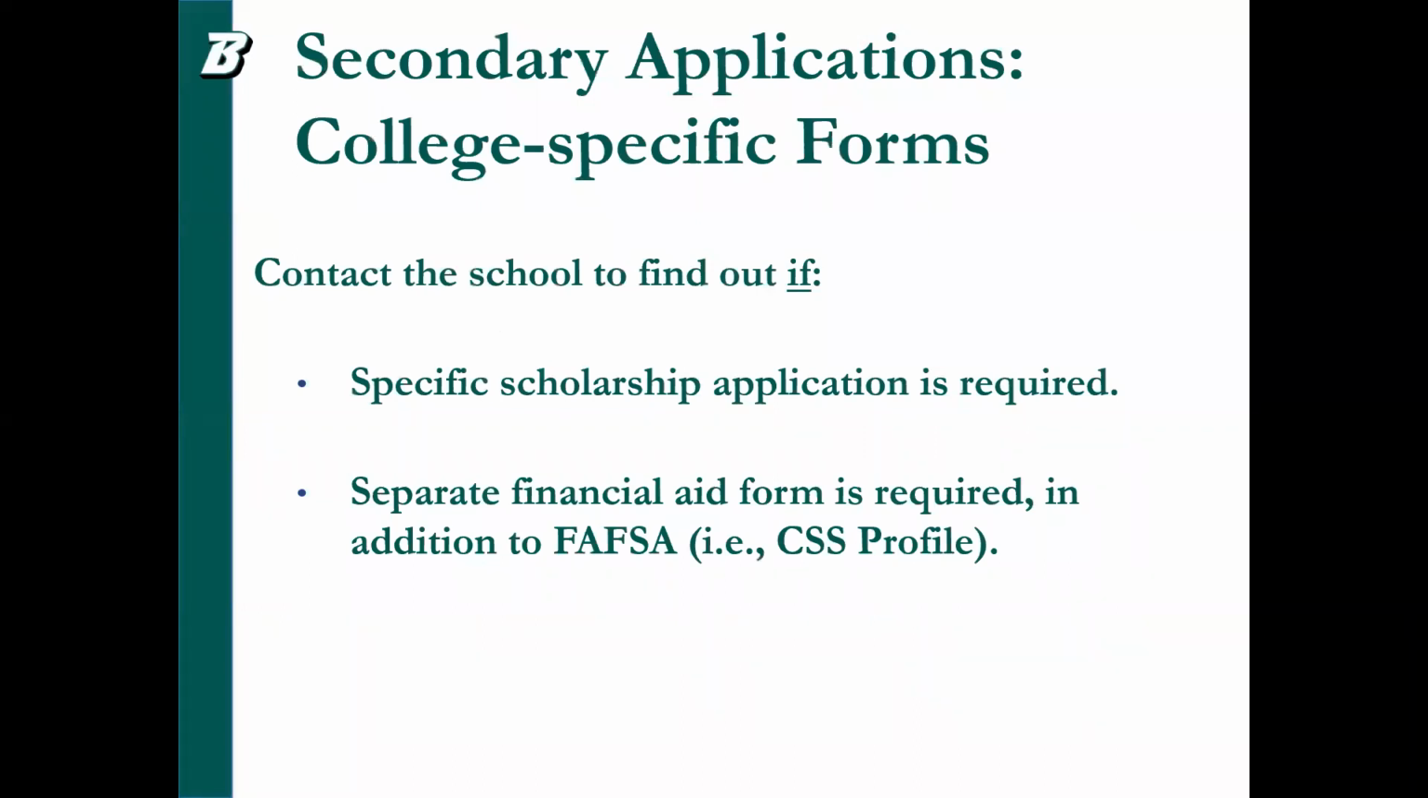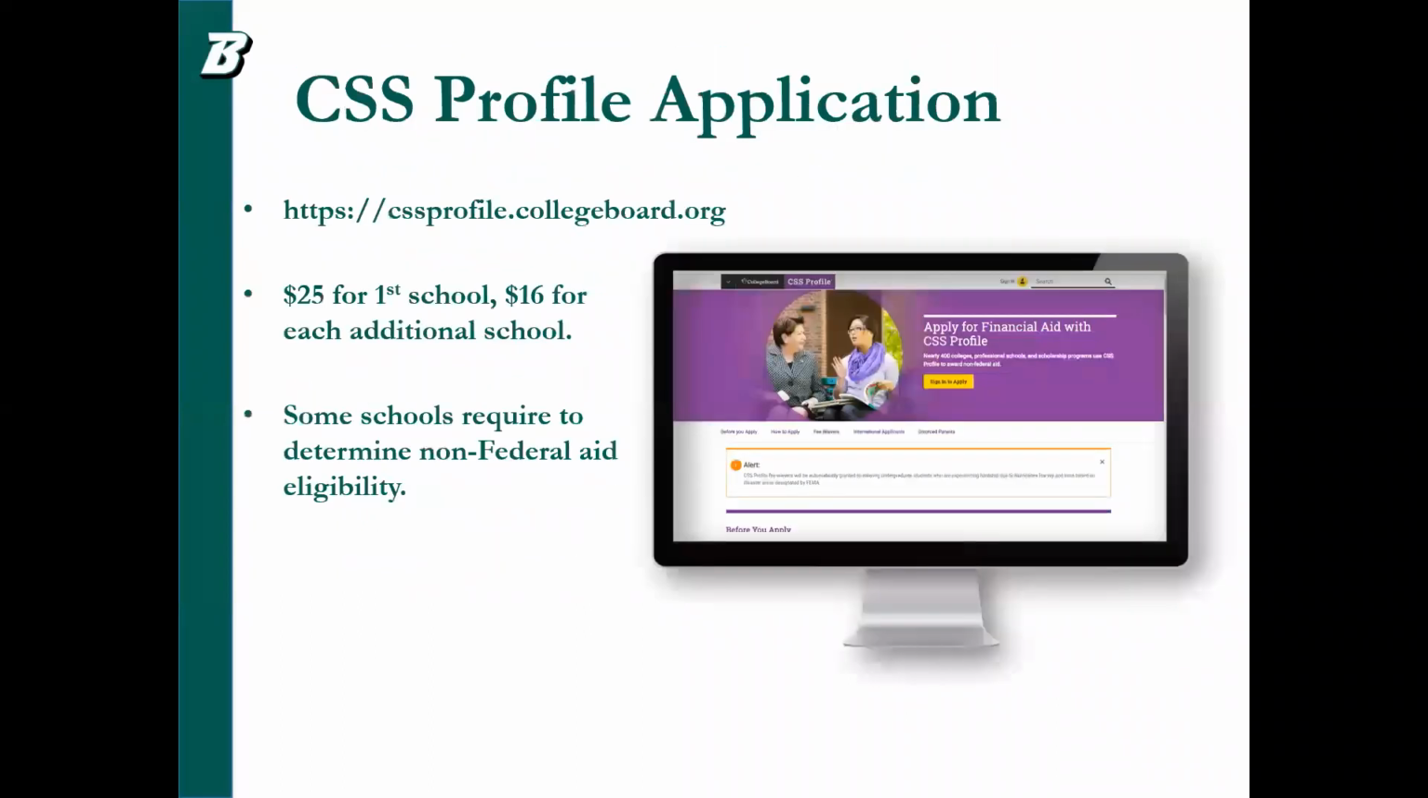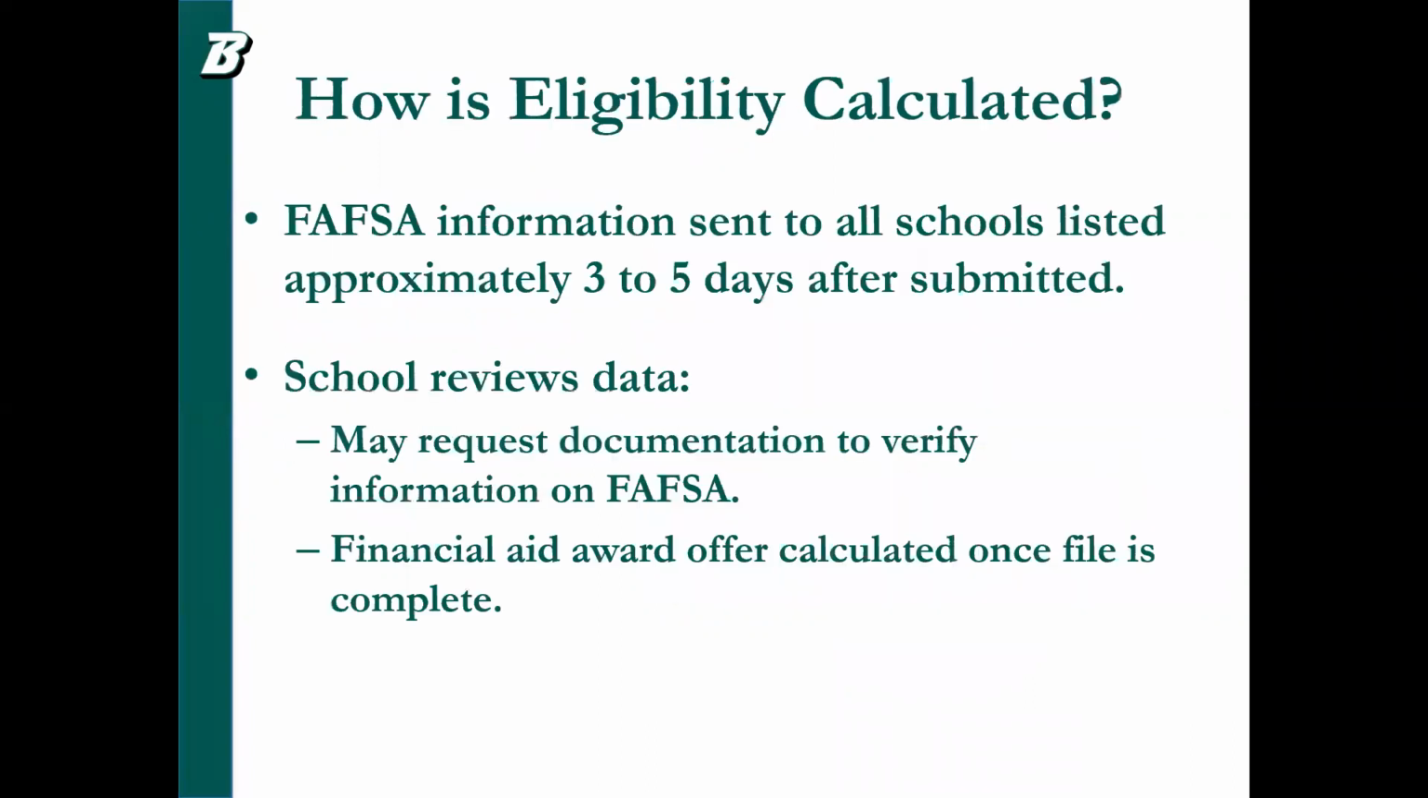Some schools require additional forms to be completed to qualify for aid. Contact the school to find out if anything besides the New York State and FAFSA applications are necessary to be considered for all financial aid options. Your school may require you to complete the CSS profile application for non-federal aid eligibility. It is $25 for the first school and $16 for each additional school. Binghamton University does not require this application at this time.